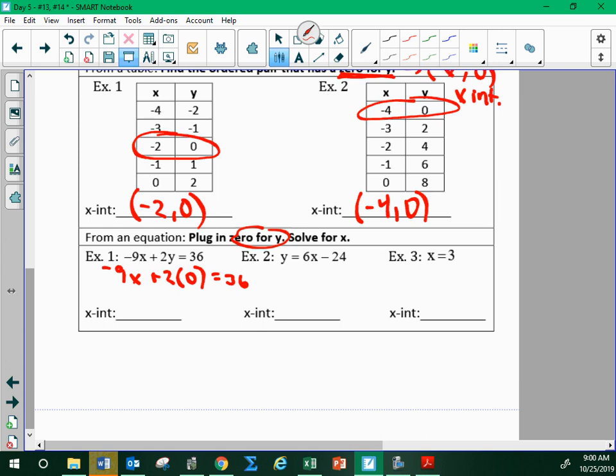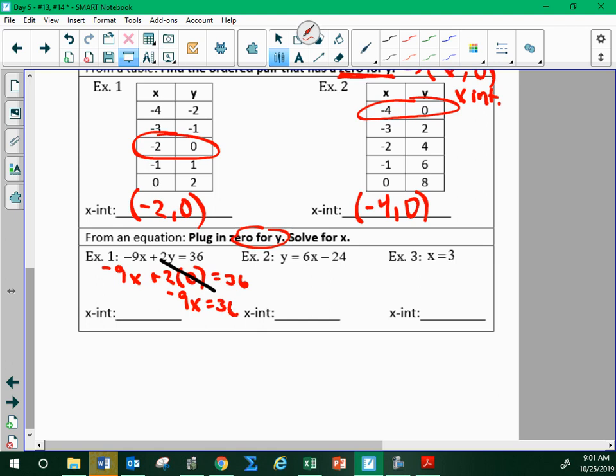And now we just solve for x. What is anything times 0? Wait, why would it equal 0? Y is 0. For x-intercepts, y is always going to be 0. So if you do 2 times 0, it's going to be 0. Yeah, so anything times 0 is 0. So I'm just going to draw a line for this. That is just 0. So what I really have is negative 9x equals 36.